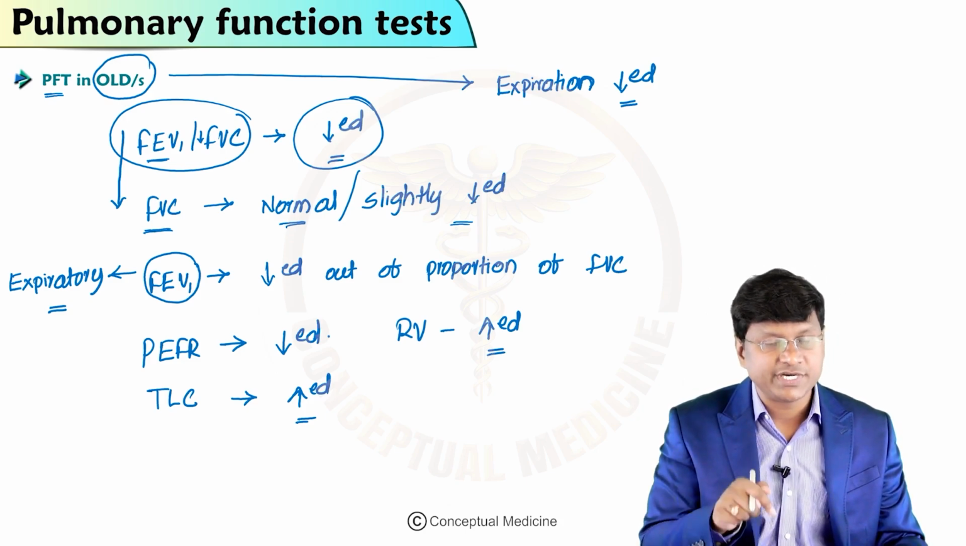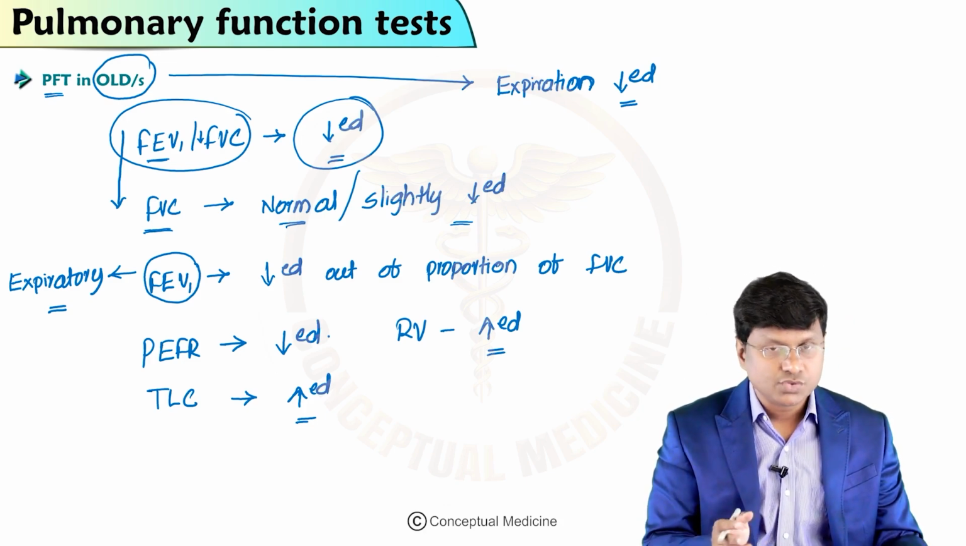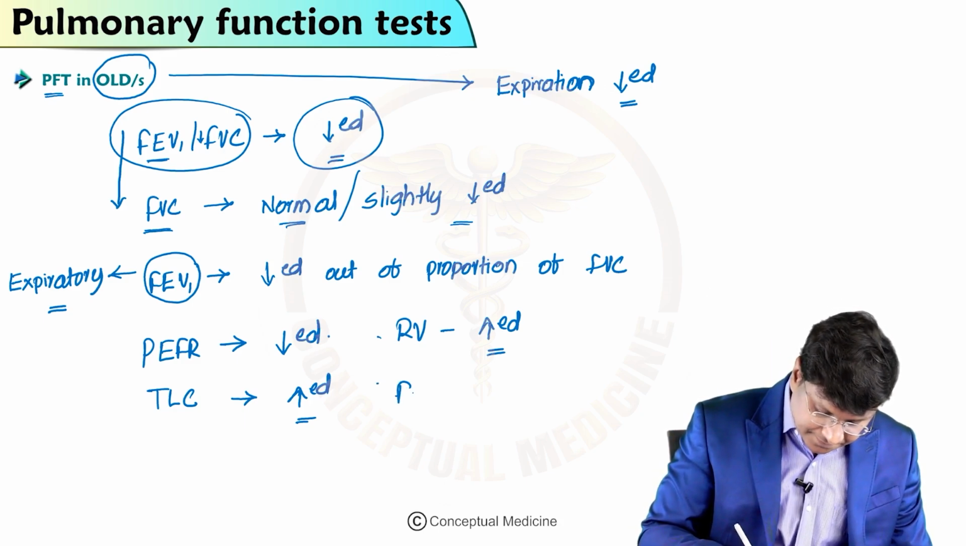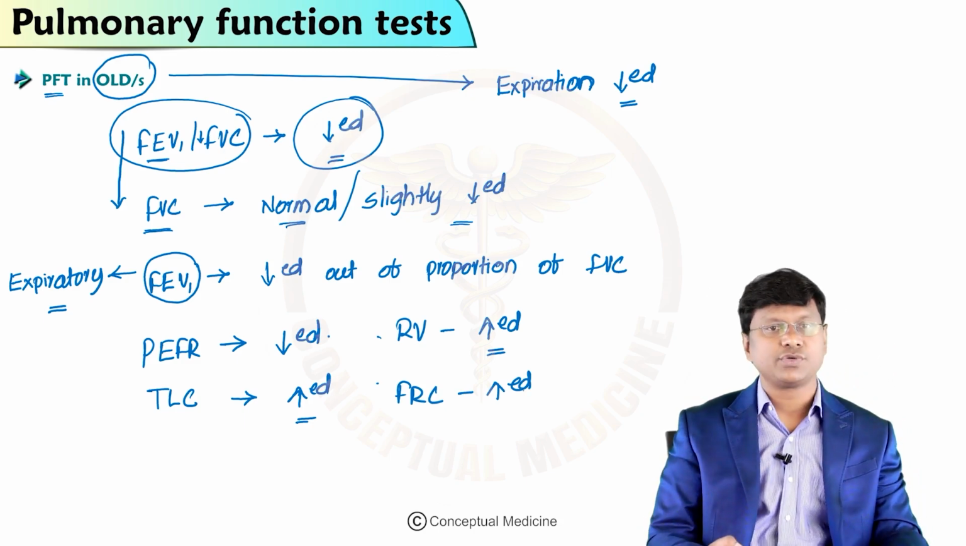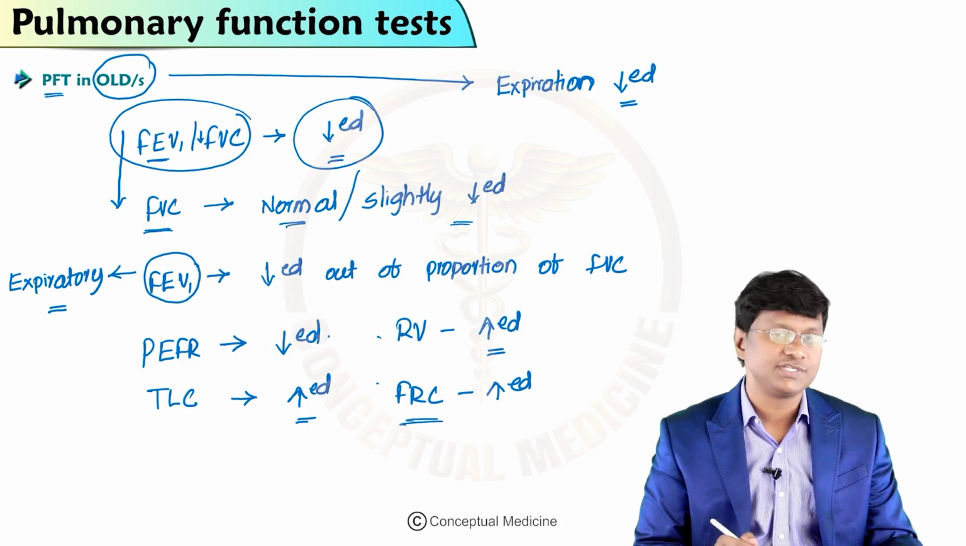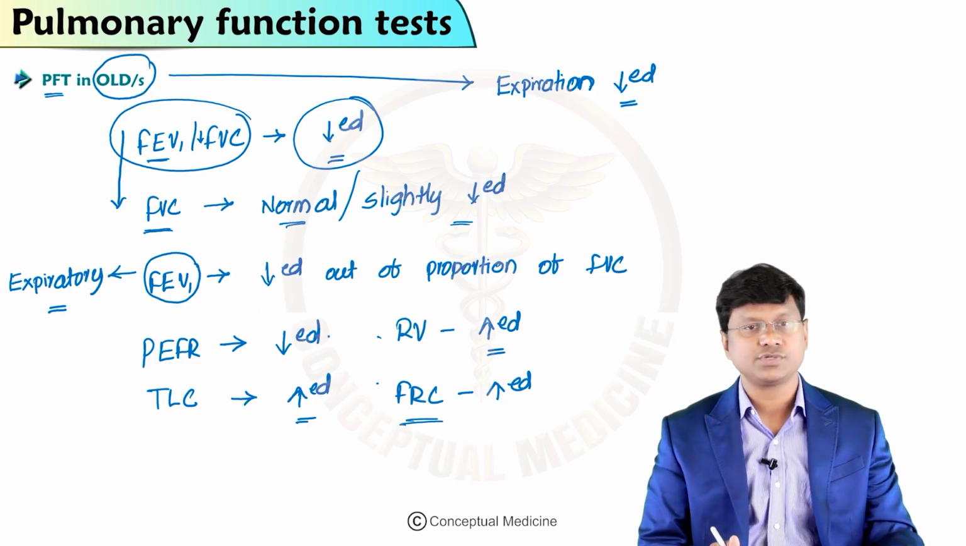And here the exhalation is reduced because of an obstruction during the expiration. So residual volume increases. And simultaneously, what will happen to your functional residual capacity? That is also increased. Why? Because functional residual capacity has a component, that is the residual volume. So residual volume is increased, so your functional residual capacity is also increased.